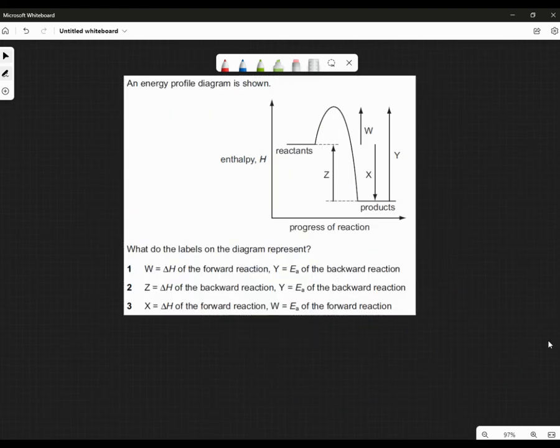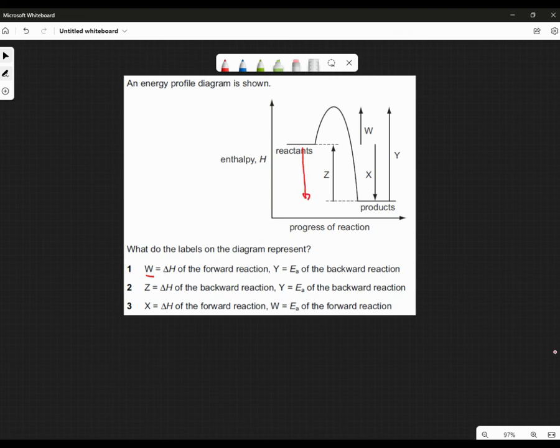Okay, as you know, we don't have to learn these 1, 2, 3 things anymore, but they're really good questions, so that's why I put it in. We'll be seeing a lot more of these. Okay, which of the labels represent? W, where's W there, is delta H of the forward reaction. Well, it's not, is it? Delta H of the forward reaction is that.